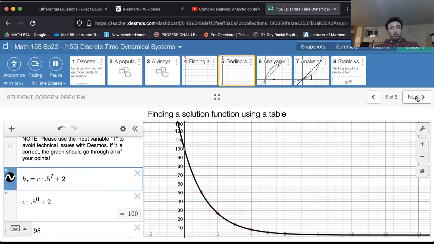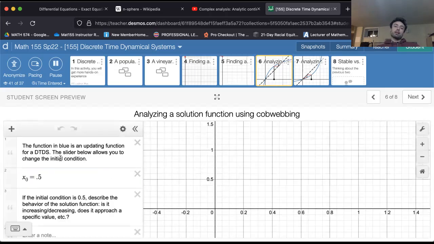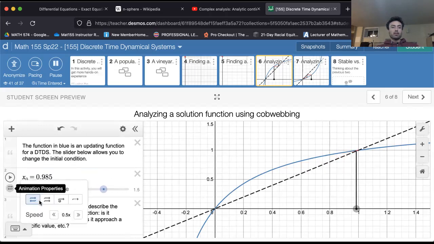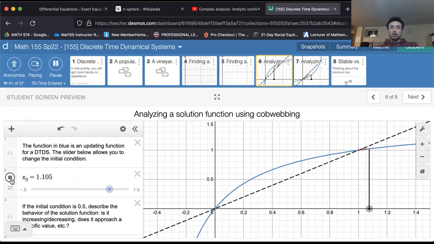That would be a very hard question, by the way. All right, analyzing. So I believe maybe we can drag this. Yes, we can. Great. The function in blue is the updating function. Slider low allows you to change the initial condition. Here, let's go ahead and play. There's some lag, so let's go ahead and slow this down a bit. And okay, so we can move past the equilibrium that way. Great. Cool. If the initial condition is 0.5, describe the behavior of the solution function.